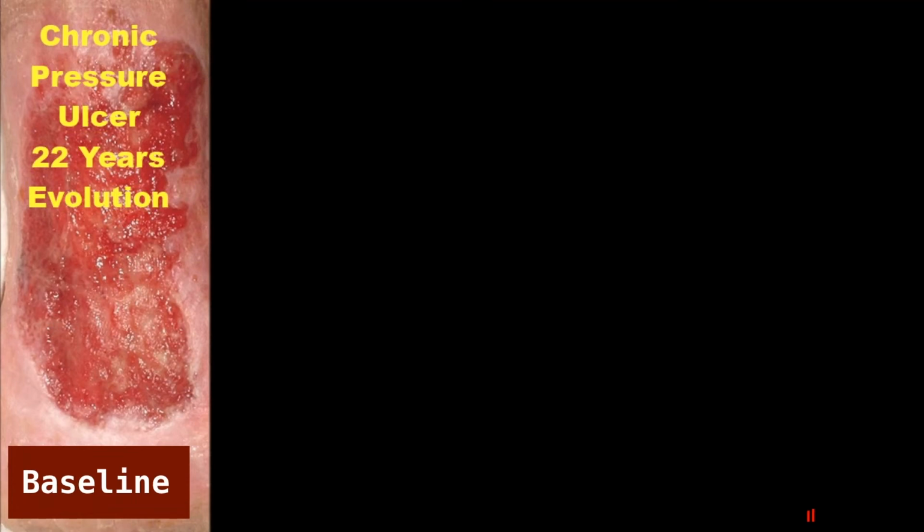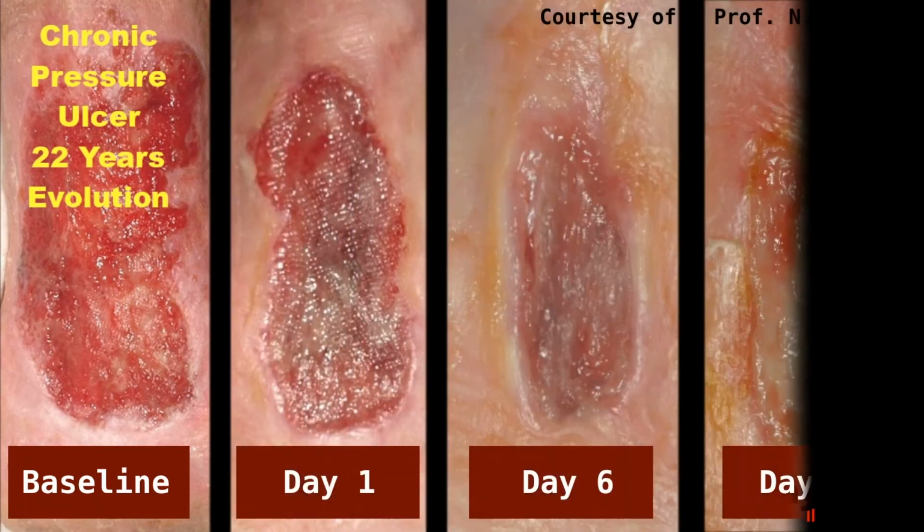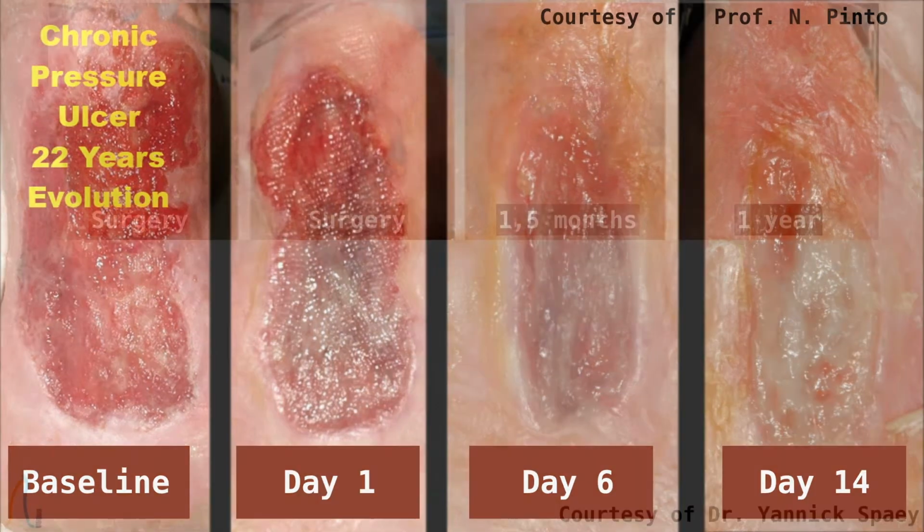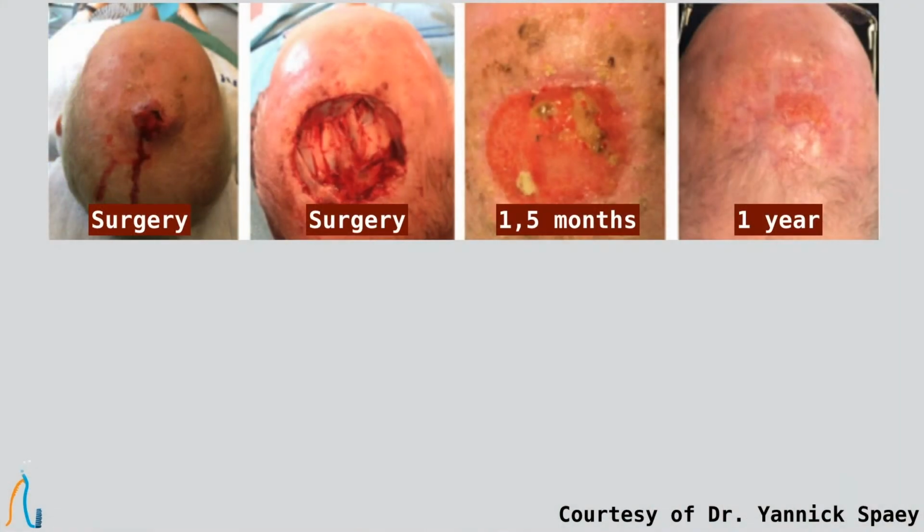Now, with only the use of L-PRF in this chronic pressure ulcer that had been there for 22 years, Professor Pinto was able to close these wounds in approximately 14 days just by the use of L-PRF. Now, there are 2 possibilities. Is this real, or is this not real? So did we have the opportunity to get the same results when it comes to wound healing as Professor Pinto did with this case? And I'm just going to show you how we were able to replicate.